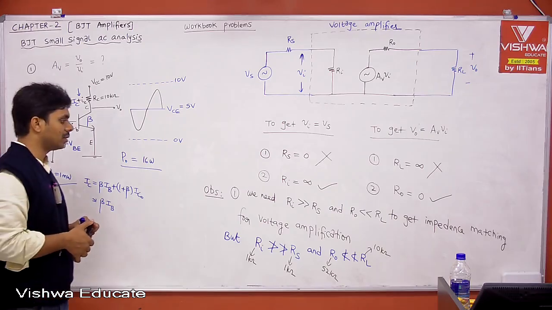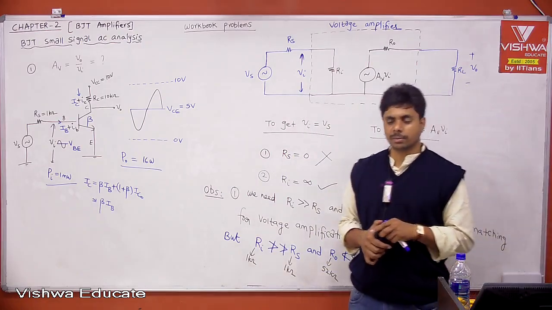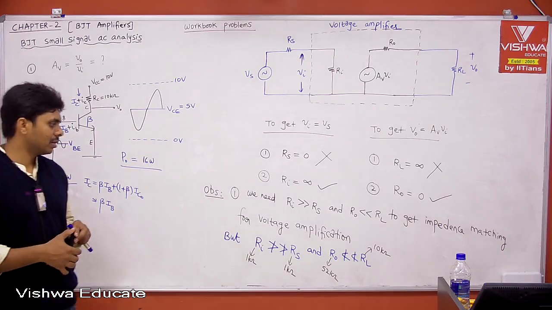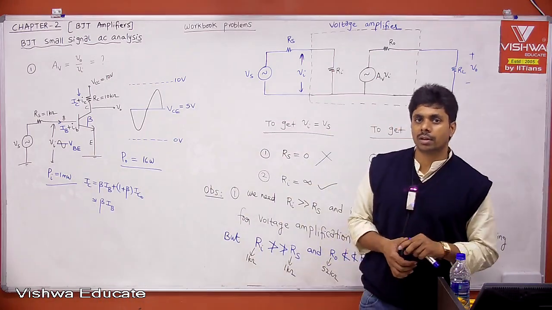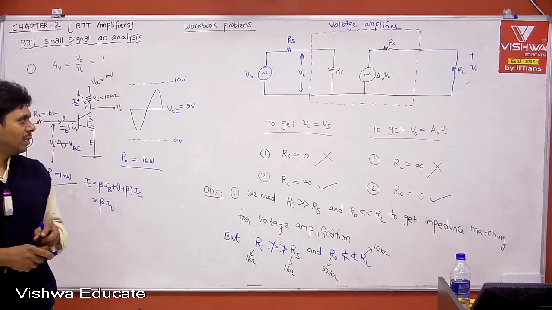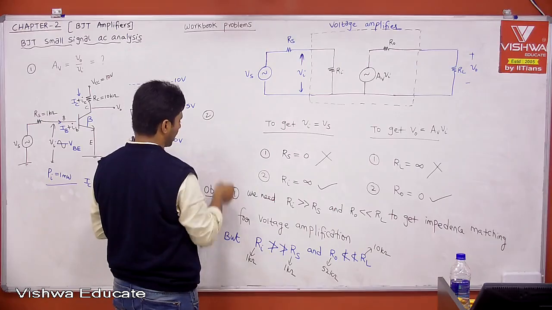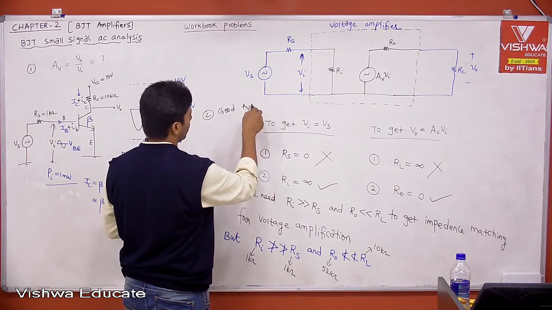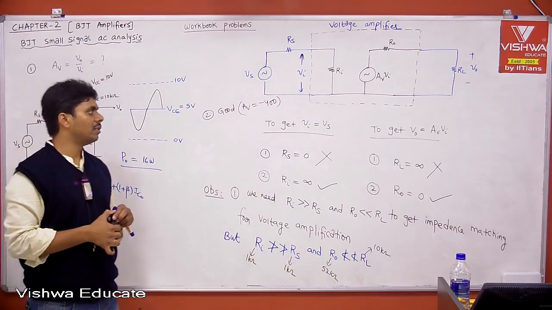The common emitter amplifier is providing very good voltage gain. In bracket, AV is equal to minus 400. Second observation: we have very good voltage gain, in bracket, AV is equal to minus 400.